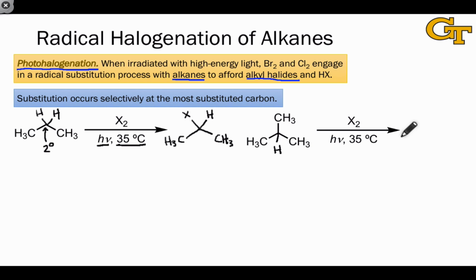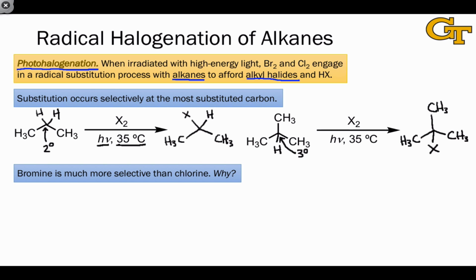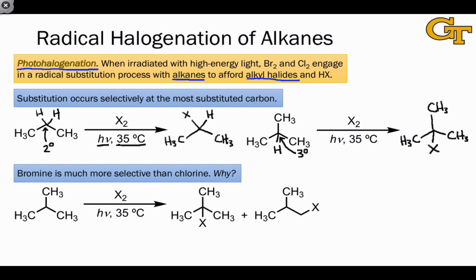Here again, because radical intermediates are involved, the major product of reaction of this substrate is formed via substitution of the methine or tertiary proton, since the radical that develops at this tertiary carbon is the most stable of the possible radicals. One interesting thing to note about photohalogenation is that bromine is much more selective in this reaction than chlorine. We're going to explore why in a second, but I want to give you a sense of the selectivity issue here. As we just noted, both chlorine and bromine are selective for the methine hydrogen in isobutane.